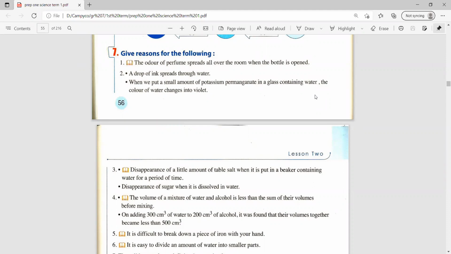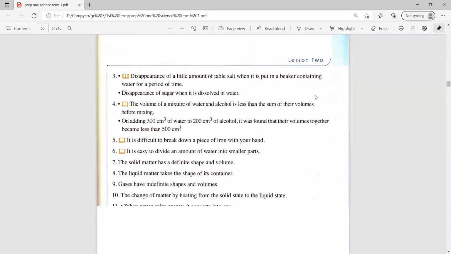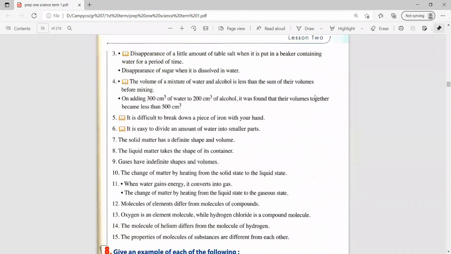That's why they are spreading all over the room, carrying the same properties of matter. A drop of ink spreads through water. Yes, the same answer. Rufaidah, do you know this one? Disappearance of a little amount of table salt when it is put in a beaker containing water for a period of time.